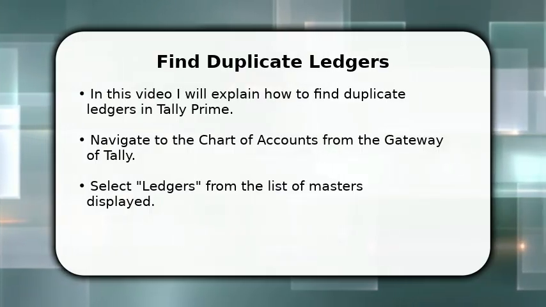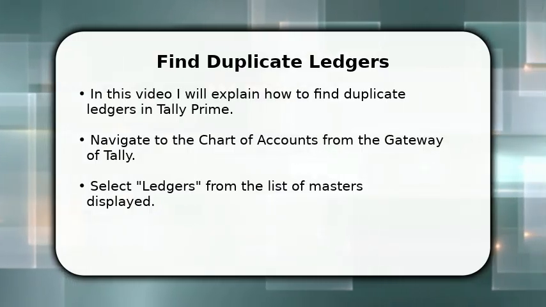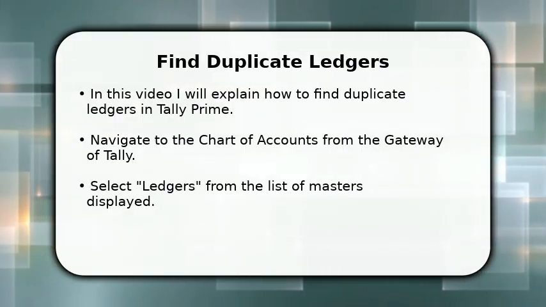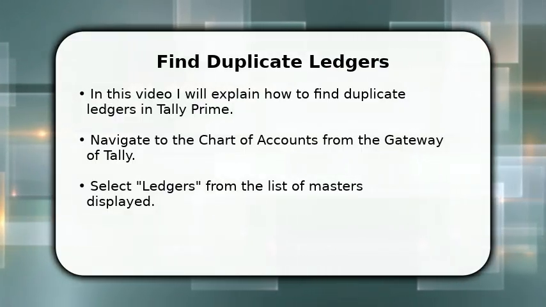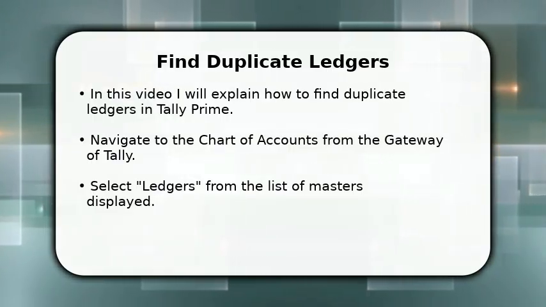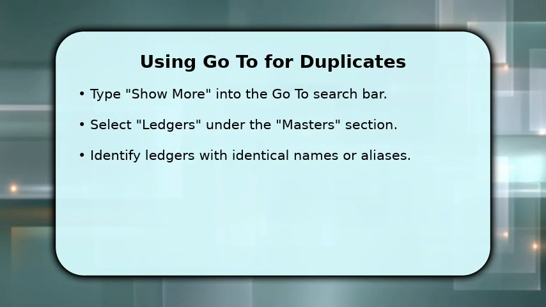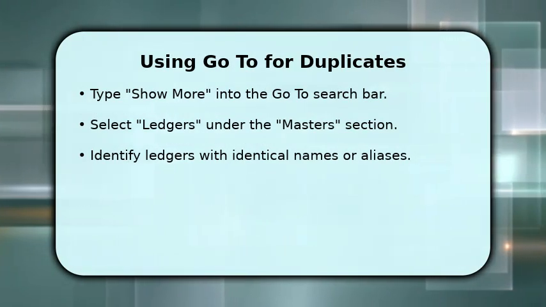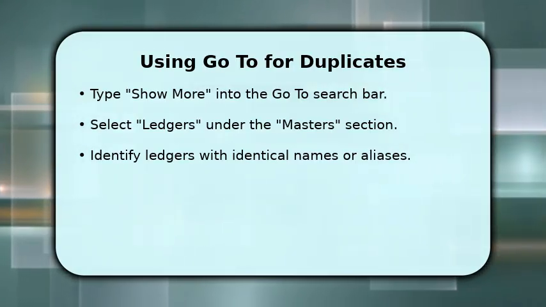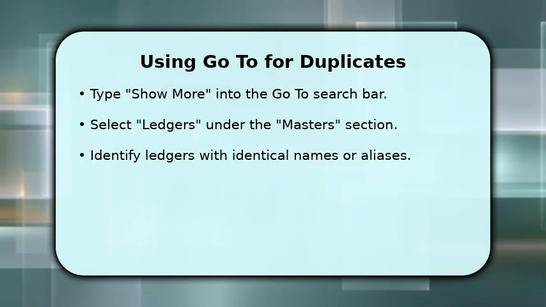A quick way to start is by using the Alt+G shortcut, which opens the Go to functionality. This feature is incredibly helpful for quickly accessing various reports and masters within Tally Prime, saving you valuable time. Once the Go to menu is open, type Show More to expand your options. From the expanded list, select Ledgers under the Masters section.